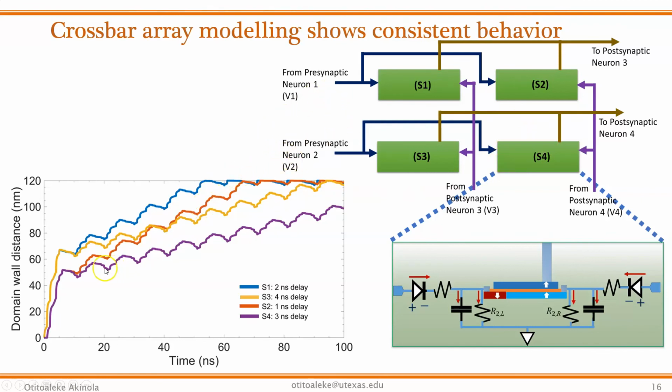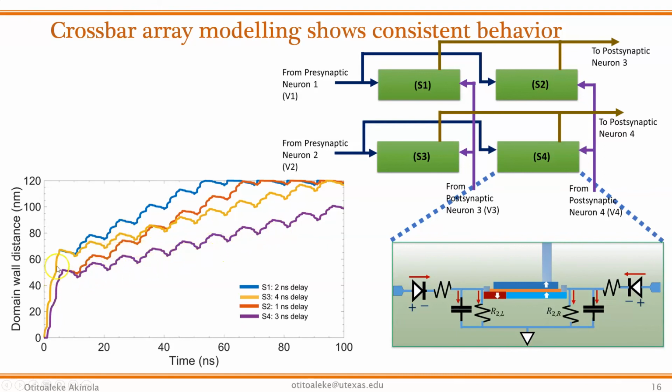Here we see that for synapse 2, where the delay between the presynaptic signal and the postsynaptic signal is shorter, the domain wall moves much more rapidly across this path, whereas for synapse 3 and synapse 4, where the delay between the presynaptic signal and the postsynaptic signal is higher, the domain wall moves much less rapidly, or in a much more delayed fashion.